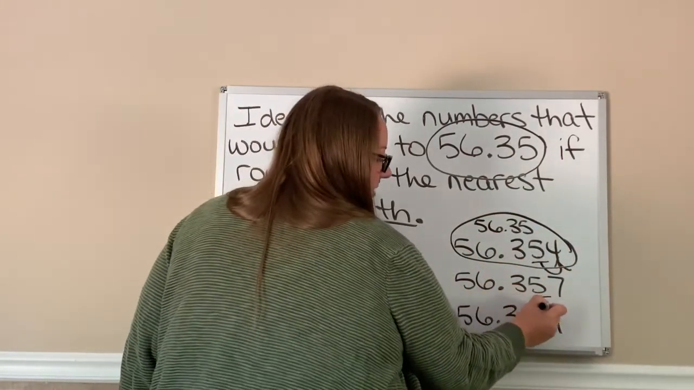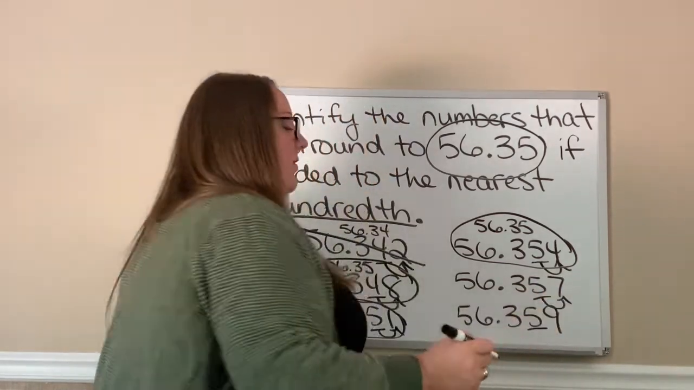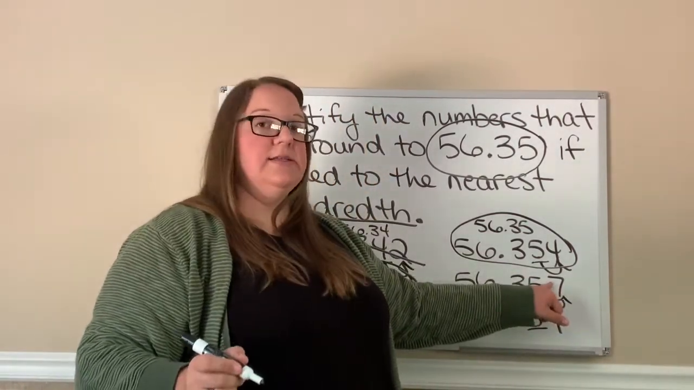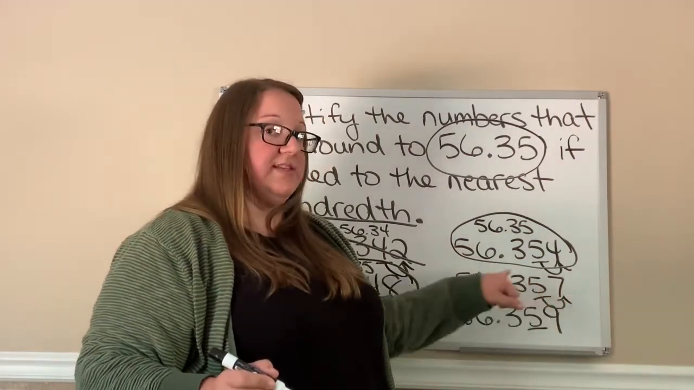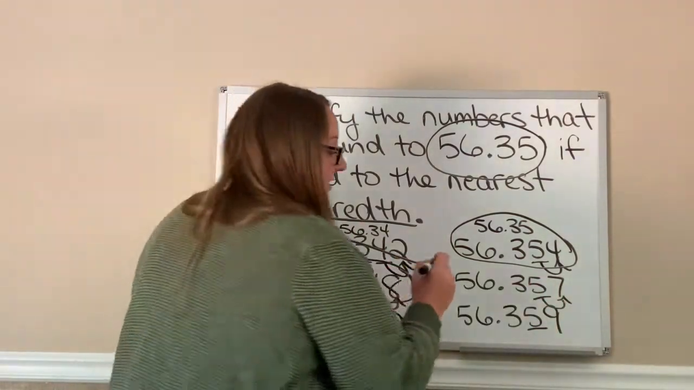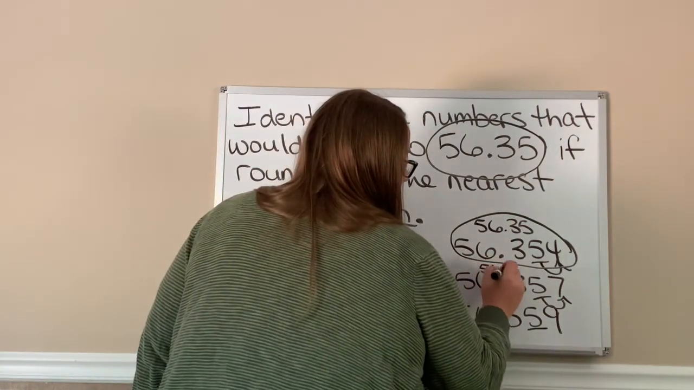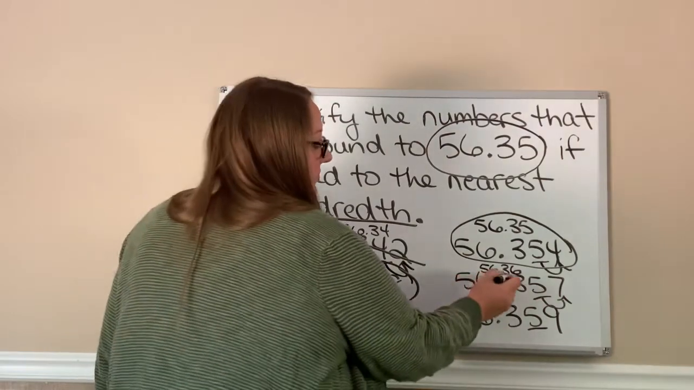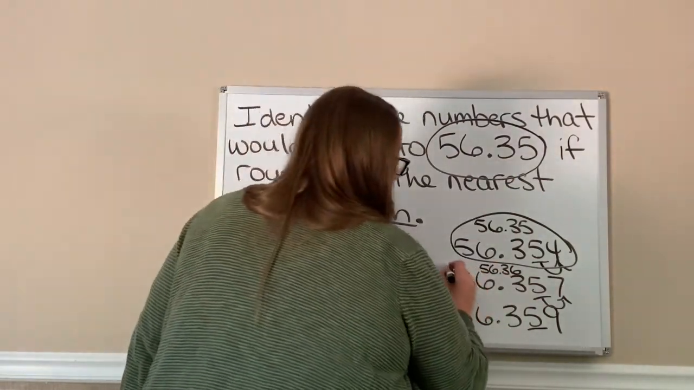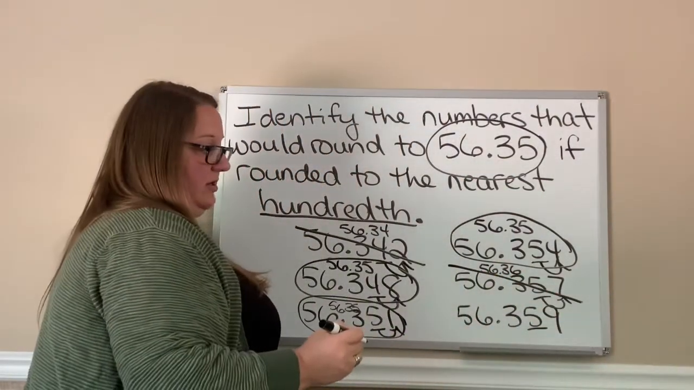Same thing here. Draw my arrow. Now this 7 is 5 or more. So it's going to raise the score on this 5, making the 5 a 6. So it's going to be 56 and 36 hundredths, which means 36 and 35 do not match. So this is not a correct answer.